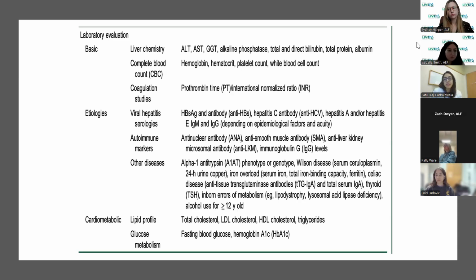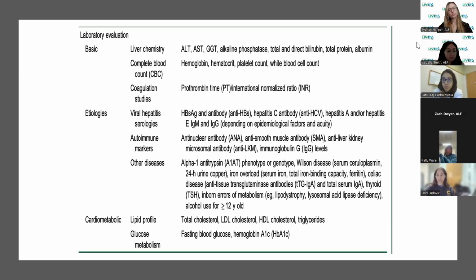An INR and PT are helpful for understanding, is there liver synthetic dysfunction associated with this elevation in liver enzymes? If you have a prolonged INR in this context, it's not likely to be MASLD, because we don't see that often. So when you start to see a prolonged INR, you want to start to think about other causes of liver disease. We always send all of the viral panel just to make sure that we're not missing something there.